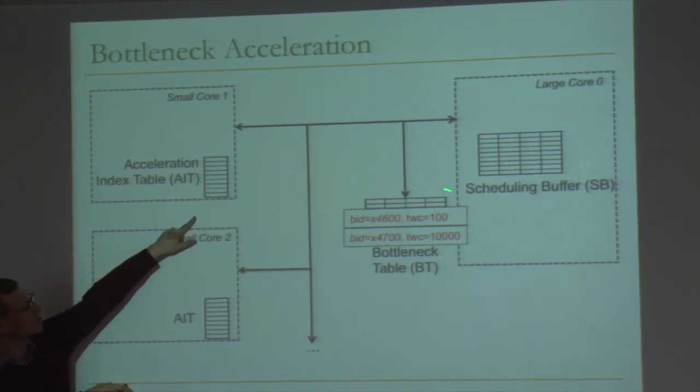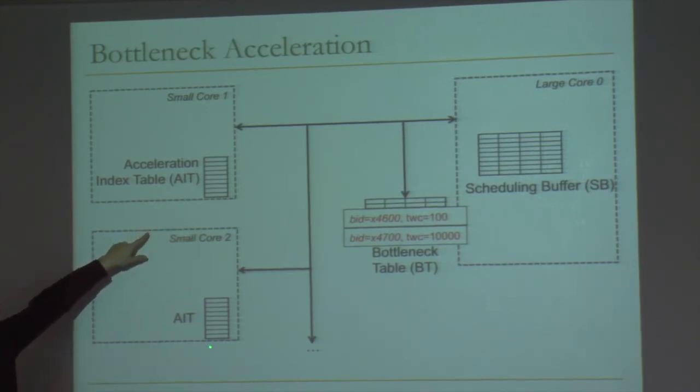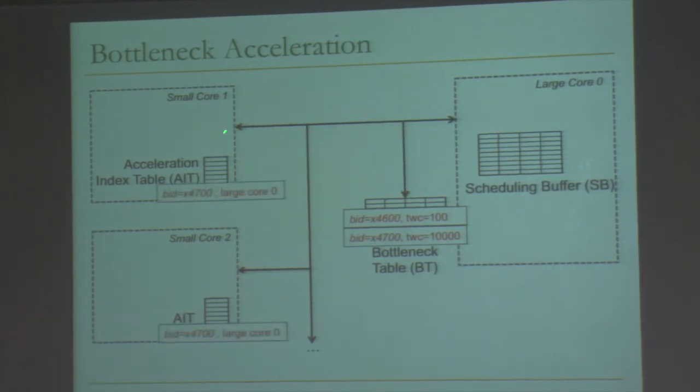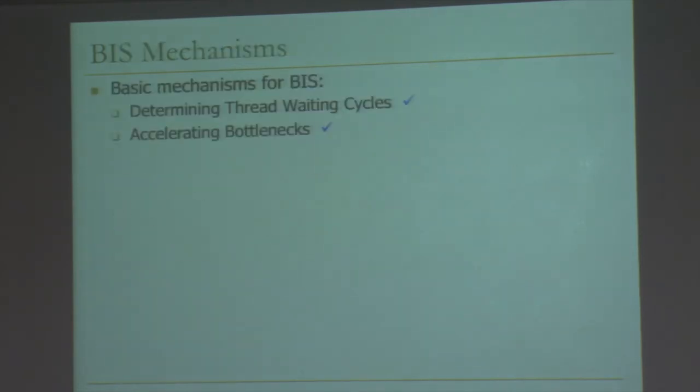So if you somehow cache portions of this bottleneck table inside the local cores, then we can quickly make the decision of whether we should execute remotely or locally, right? Maybe these are not very up to date. Maybe they're stale, but it still could be OK. So basically, periodically, the bottleneck table sends signals updating these acceleration index tables, which basically store which bottlenecks should be accelerated where. And when you get a bottleneck ID over here, you check the acceleration index table. If you get a hit, that means that you should execute it remotely. If you get a miss, that means that you should execute it locally. But then you can still send a signal asking whether you've done the right thing. OK?